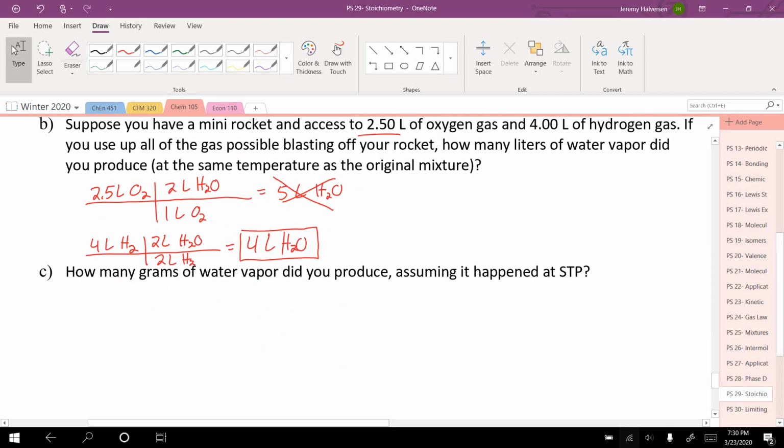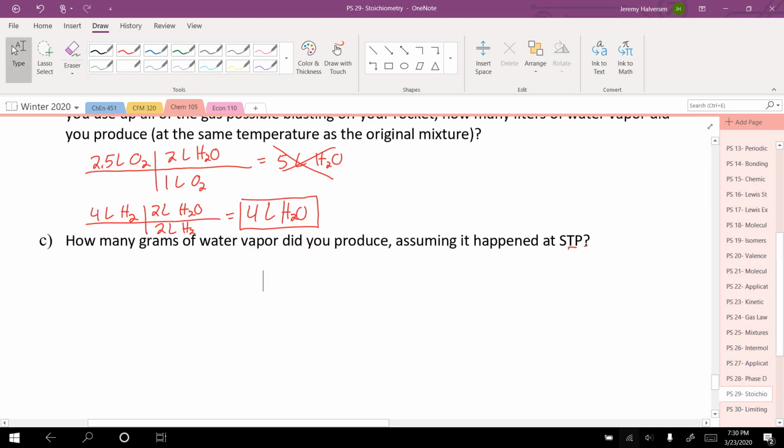How many grams of water vapor did you produce, assuming we're at standard temperature and pressure? So now, if they give us a temperature and a pressure, and we have a volume, we can get our moles of water. Trying to get moles is PV over RT. Standard pressure is 1 atmosphere. Standard temperature is 273 Kelvin. Oh, that's volume, sorry. 4 liters. R is 0.08206. And standard temperature is 273 Kelvin.